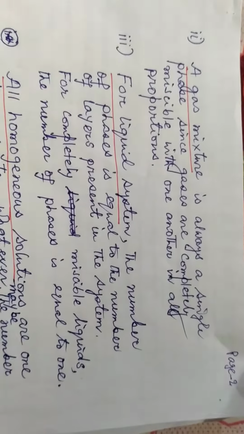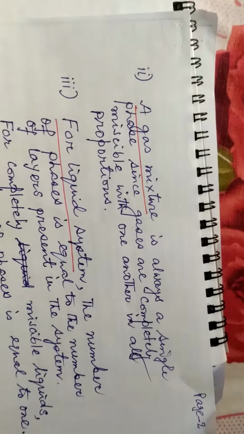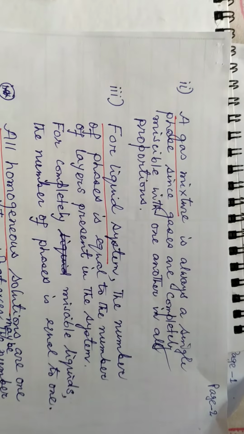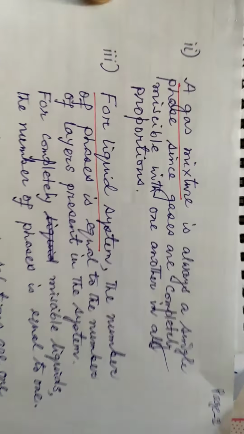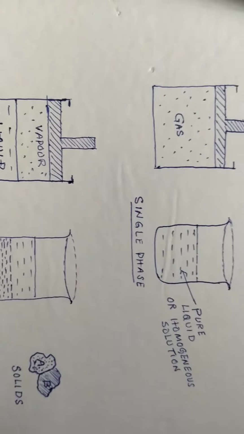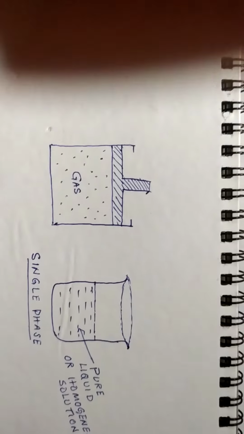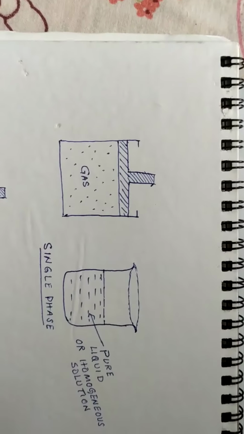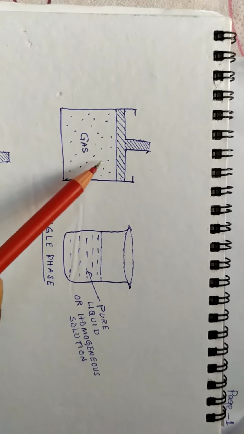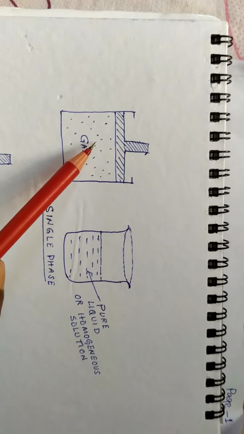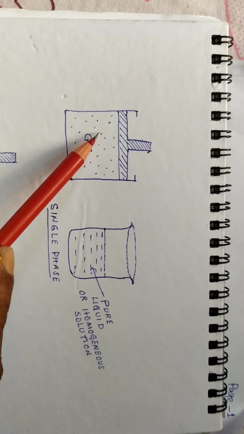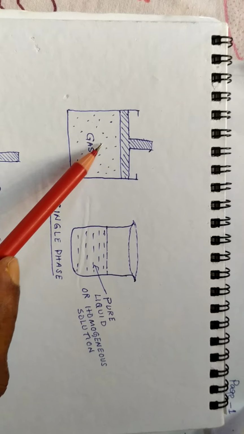Next, a gas mixture. A gas mixture is always a single phase, since gases are completely miscible with one another in all proportions. Here is a gas enclosed in a cylinder. The gas may be a single gas or a mixture of gases. So, a single gas or a mixture of gases, whatever it may be, this is a single phase system.